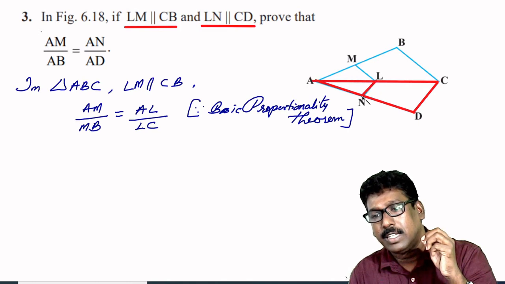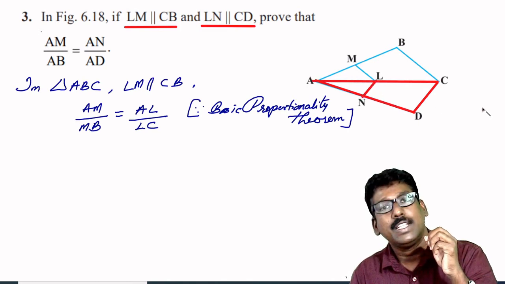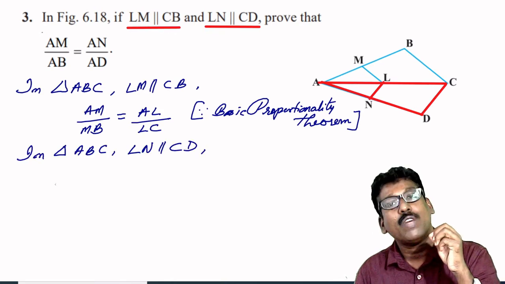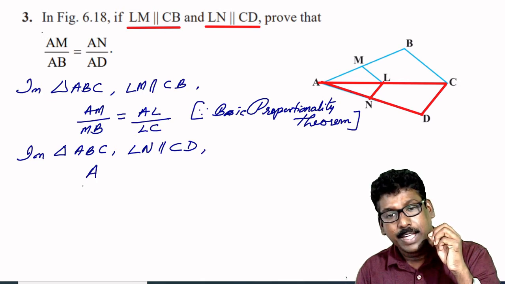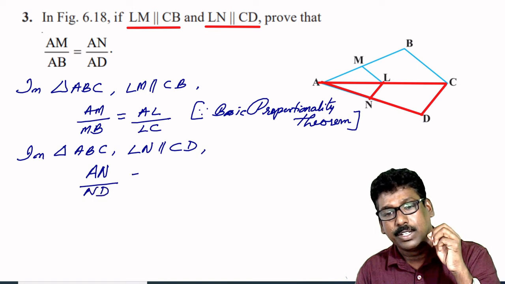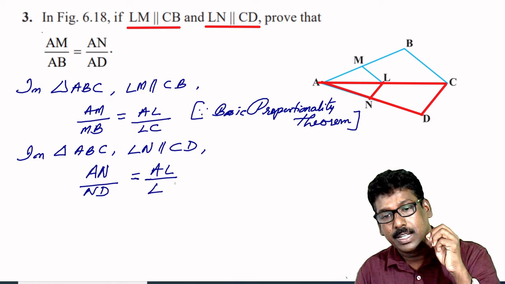Here LN is parallel to CD. Now we can write the ratio. Start with the vertex A. So AN by ND, you can write it as AL by LC.